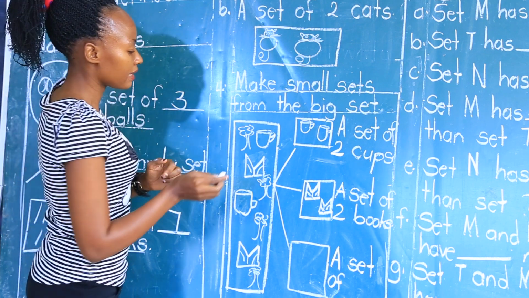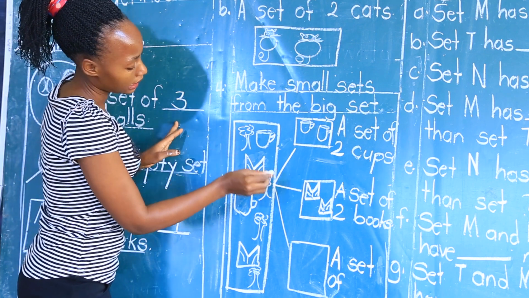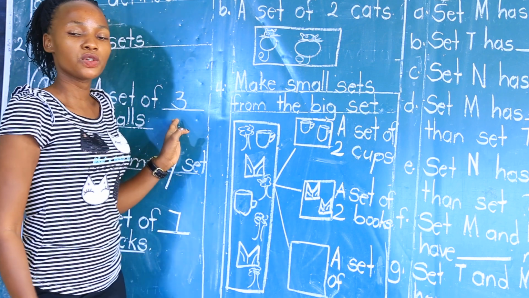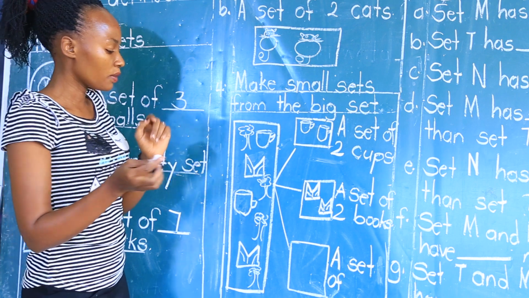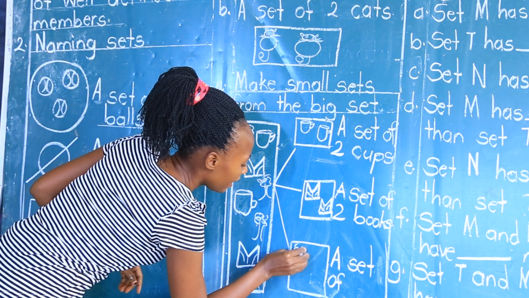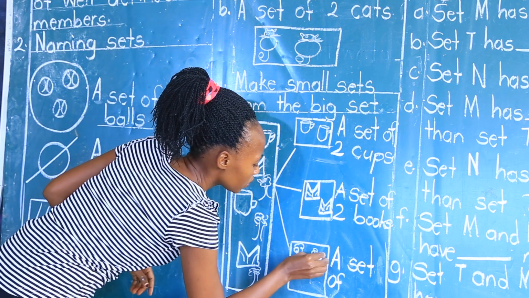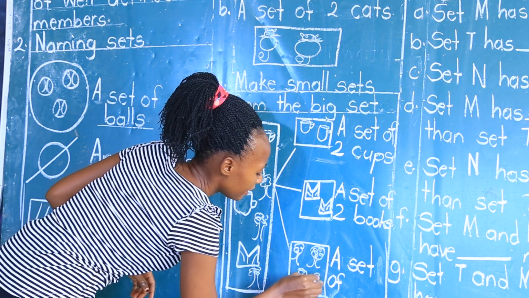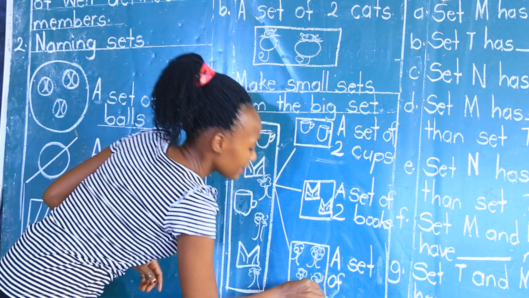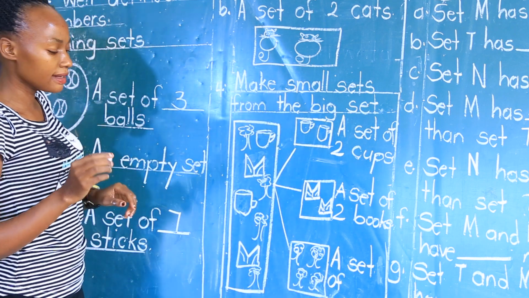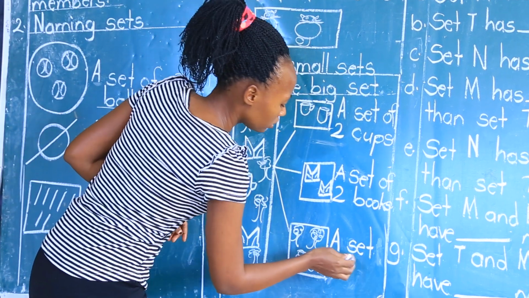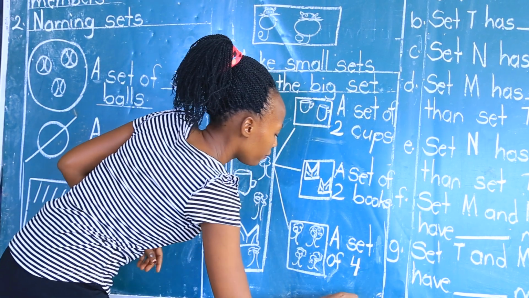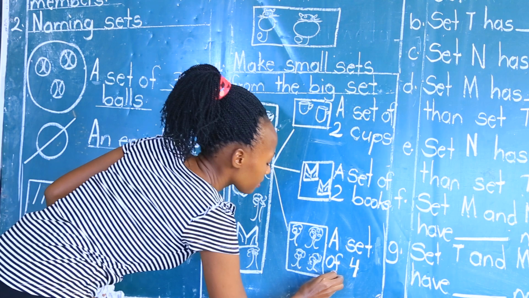Let's count them together. 1, 2, 3, 4. There are 4 trees in the big set. Now we draw them here. 1, 2, 3, and then 4. After drawing them, we have to name our set. A set of 4. A set of 4 trees.